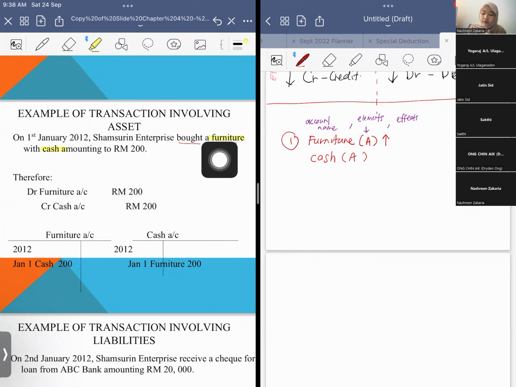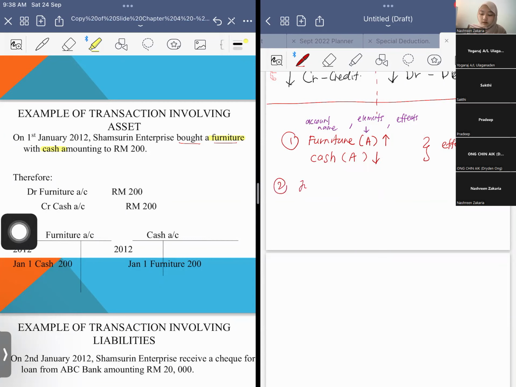So when we bought a furniture with cash, we actually take out some cash from our pocket. So what happened to our asset? Is it increasing or decreasing? Decrease. Yes, decreasing. Okay, so this is the effect. This is the first thing you need to do when you encounter a transaction. You need to identify the effect first. Okay, then we go into the journal.